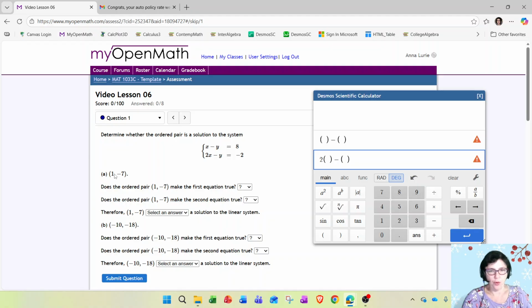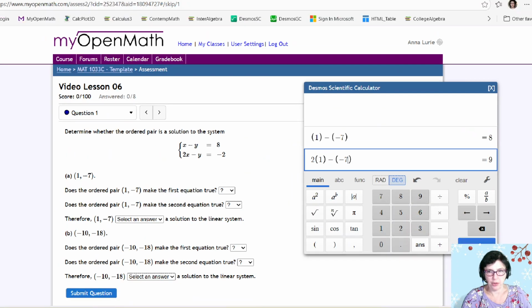Okay, so for the first pair, 1 and -7, you need to substitute 1 for x, that's the first set of parentheses here. And then we're going to substitute -7 for y, so that goes in here. And then the next thing is to see if the left-hand side is the same as the right-hand side. So this is the left-hand side right here. Okay, so this is your left-hand side. And then this is your right-hand side.